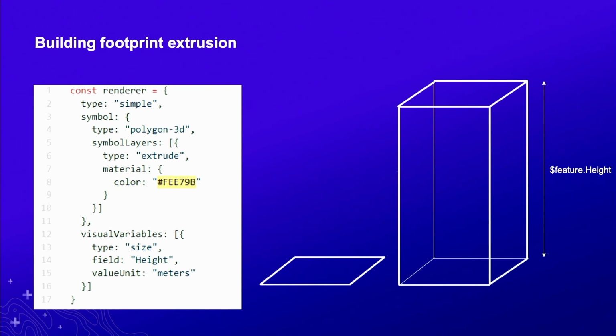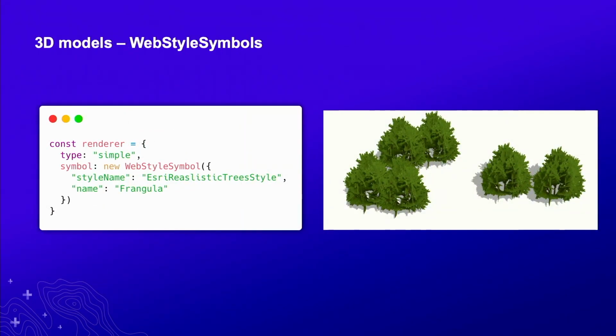Visual variables are a data-driven way to change the size, opacity, rotation, or color of your objects. Because we're working in 3D, you can simply set a size visual variable, set the field and the value unit. If you don't set a value unit, it defaults to meters anyway. That will take the value of the height field and extrude your geometry based on that value. So if you have 200 buildings or 2,000 buildings, you'll see various heights based on that data attribute. I'll show you an example of that.